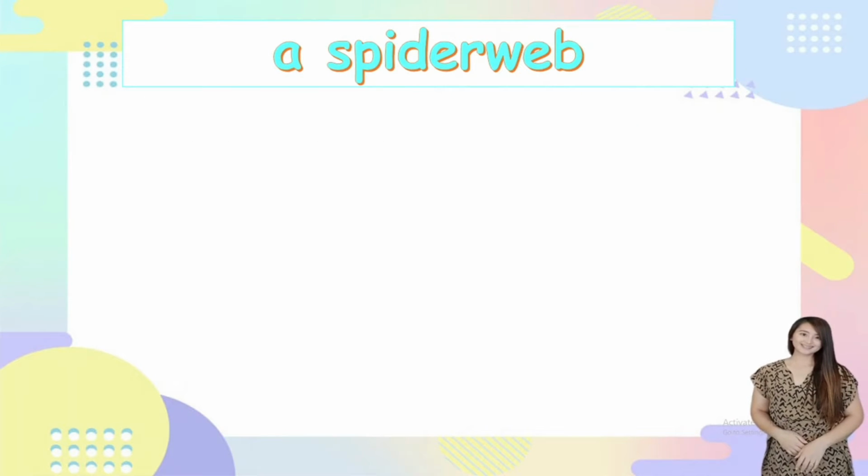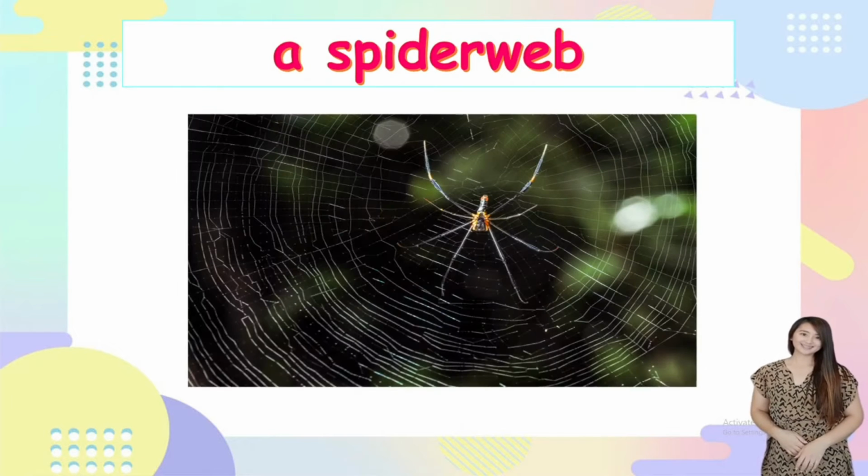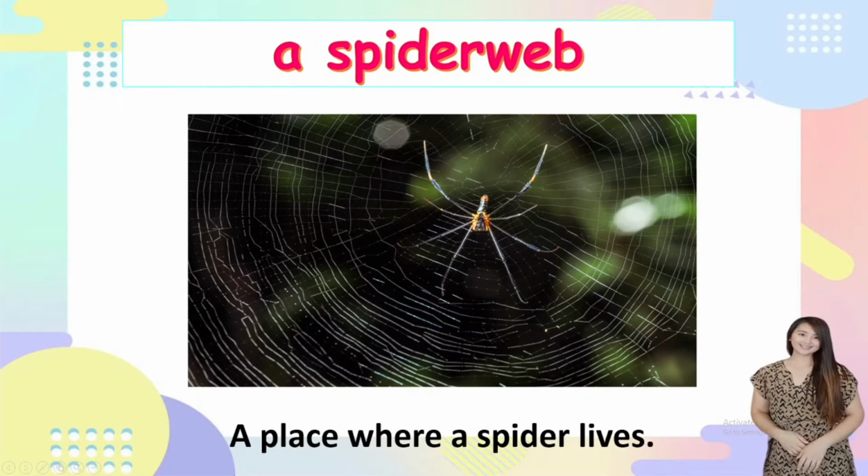Next we have a spider web. This is a spider web. And what is it? It's a place where a spider lives. A spider web is a place where a spider lives. Everybody say spider web.